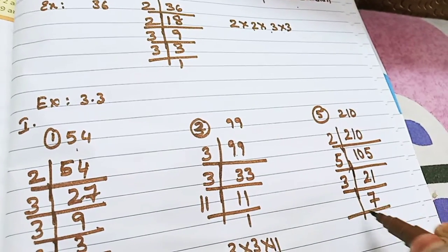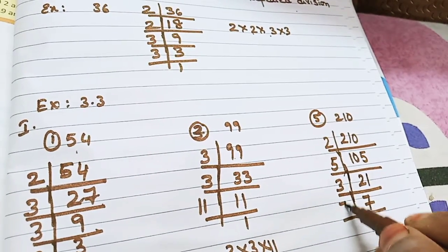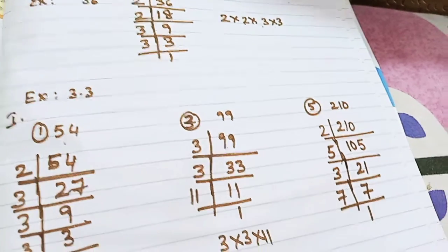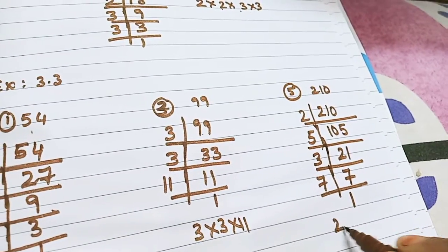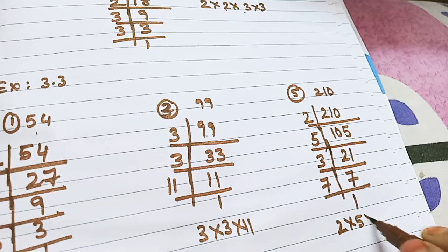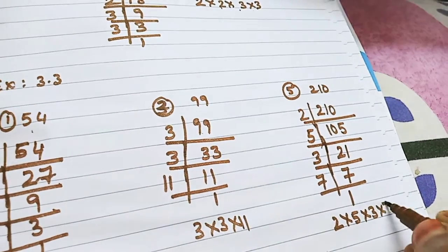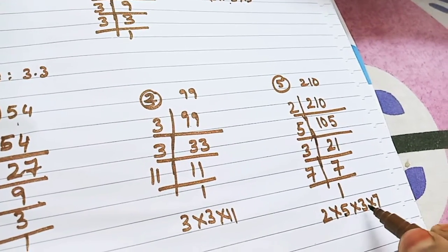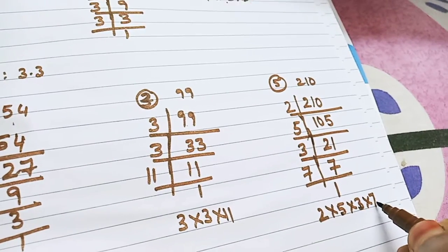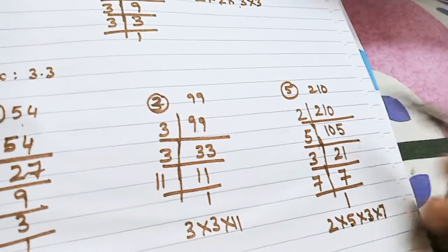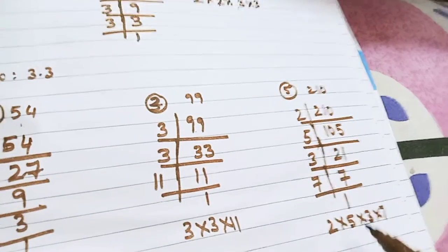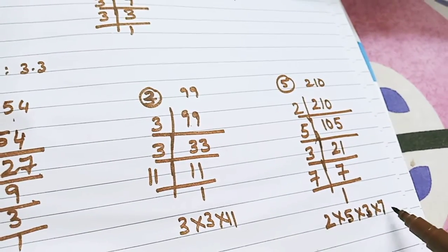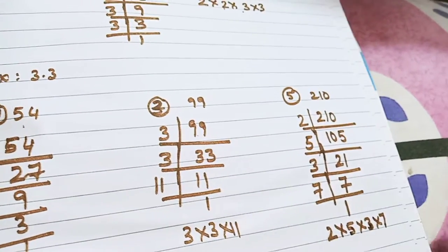So in which table can 7 be divided? In the 7 only. 7 is also a prime factor. So 7 1s are 7. How can we write this answer? 2 into 5 into 3 into 7. 2 5s are 10, 10 3s are 30, 30 7s are 210.